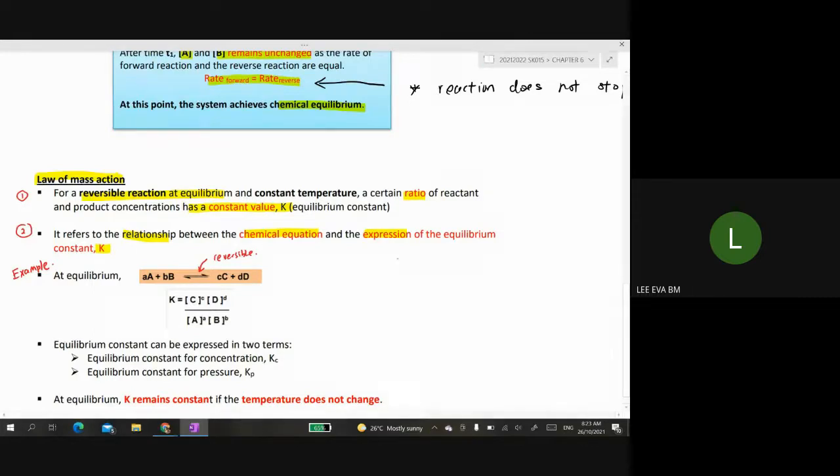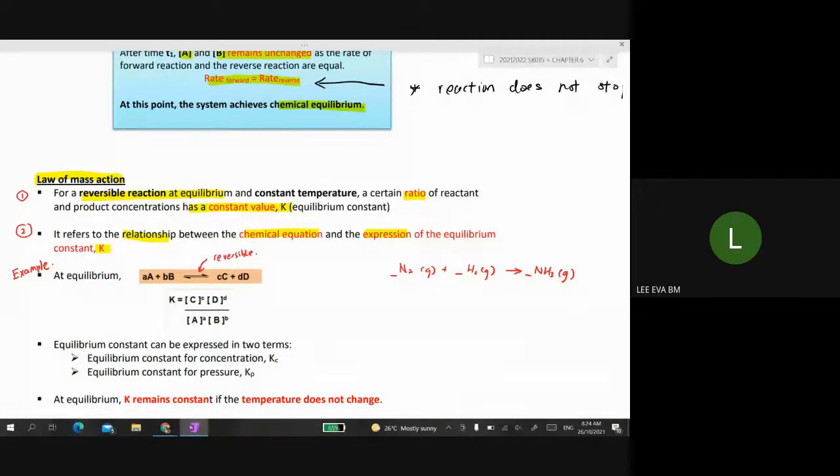Usually you will have, let's say, N2 gas, H2 gas, and then producing NH3 gas. So over here, when you balance it, you will get your ratio, you will get your stoichiometric coefficients. So a, b, c, d, the small letters, represent your stoichiometric coefficients.